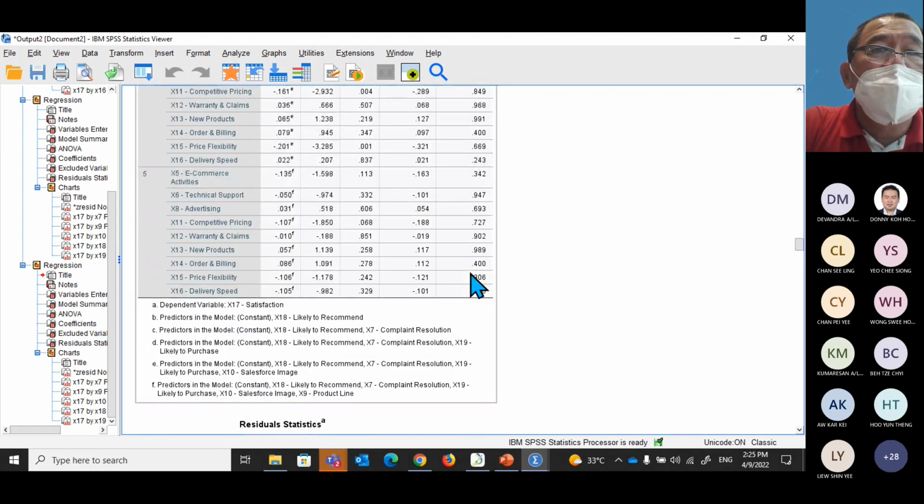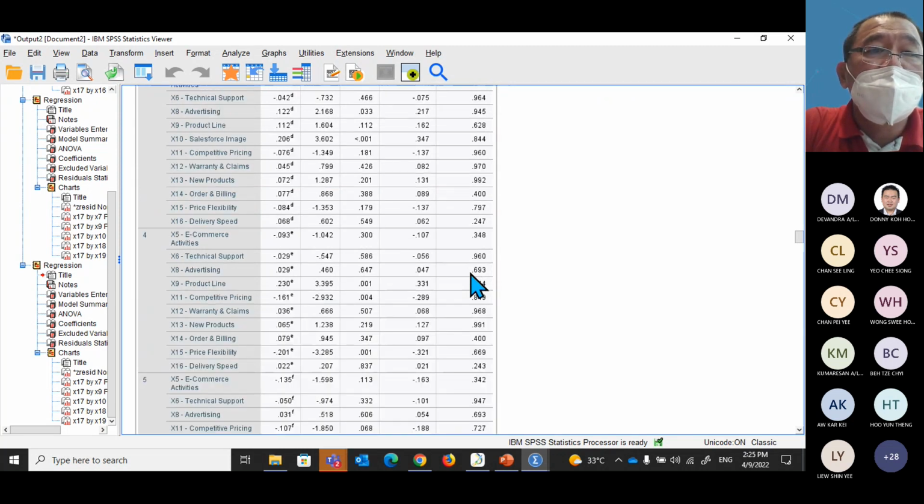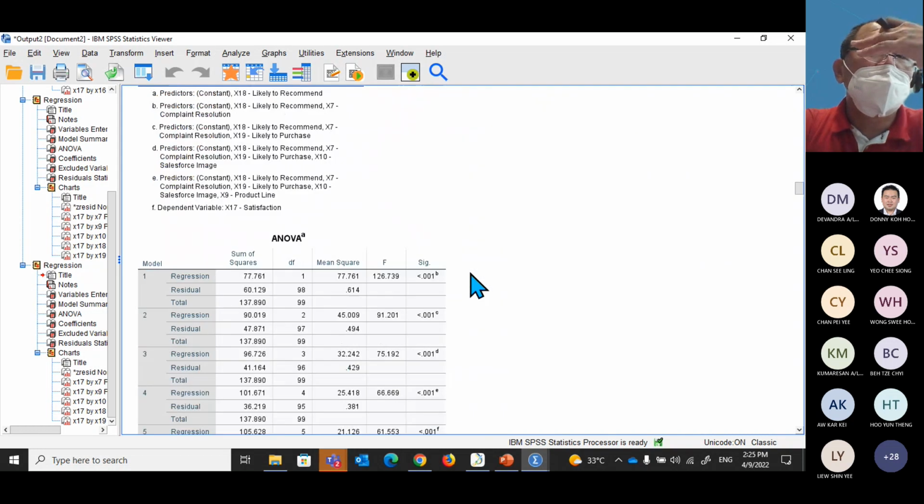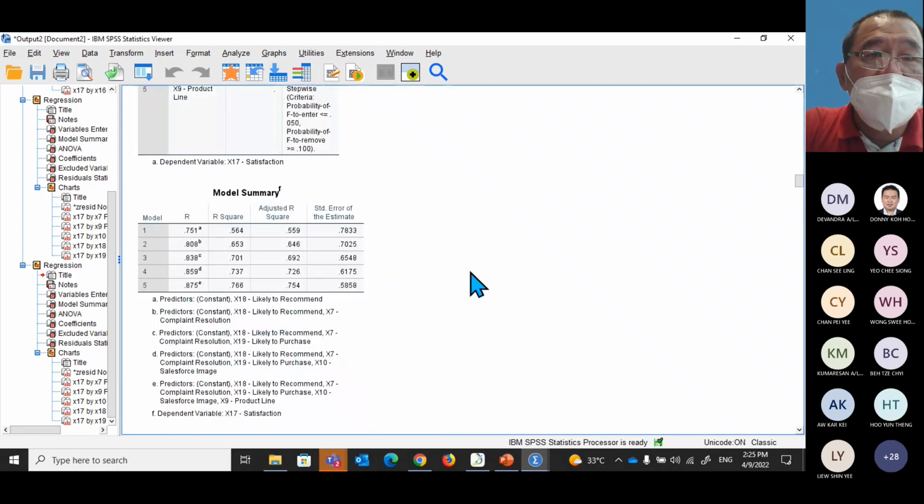Is it meaning to say that the forward and stepwise, what is the difference? I'm a bit confused on this. Okay, we see.